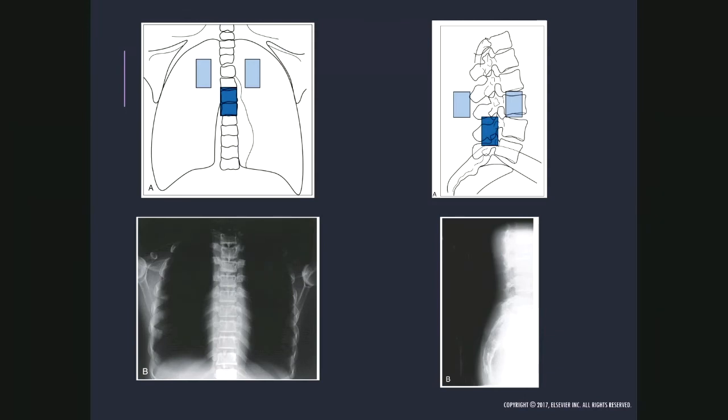So in that case, the image looks like it's underexposed. And this is similar to what it would look like if you were to try to use your AEC system for a clavicle exam or something to that effect.